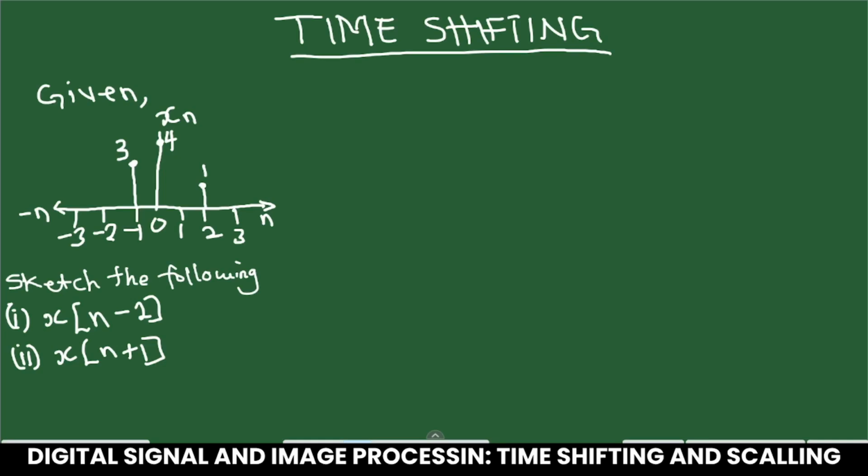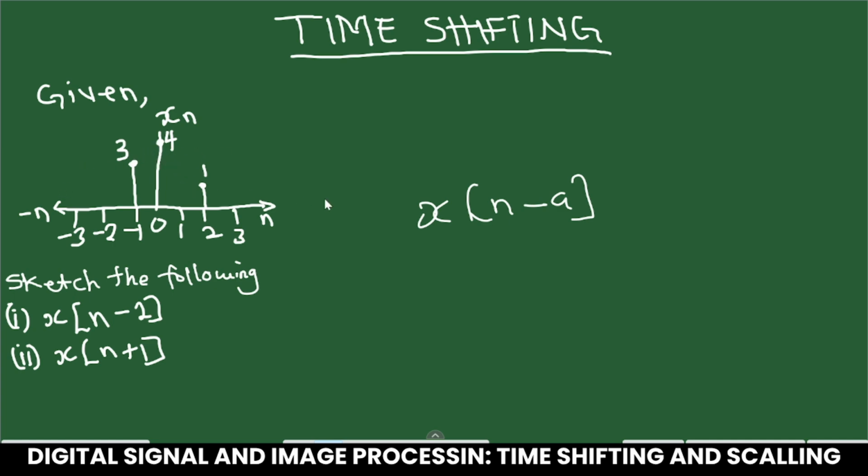In this video we are going to perform the time shifting operation. The time shifting operation is represented by an expression x of n minus a. What this does to a particular signal is that it changes the position of each of the samples in the time domain without influencing the amplitude of the samples.